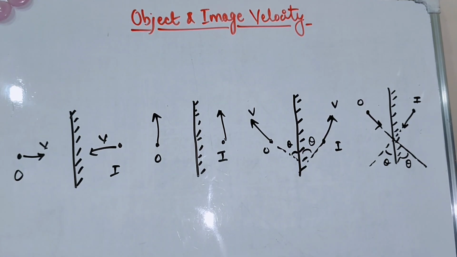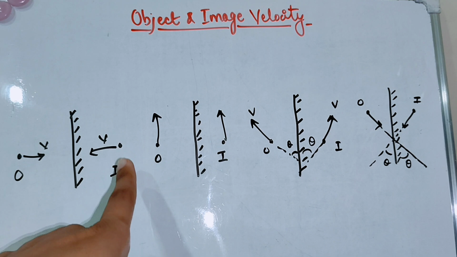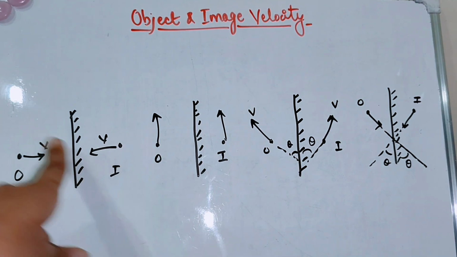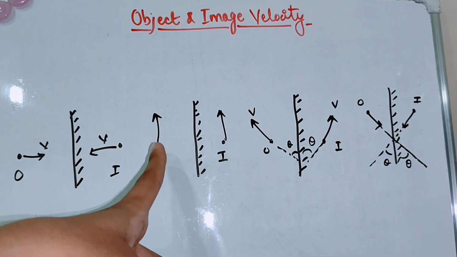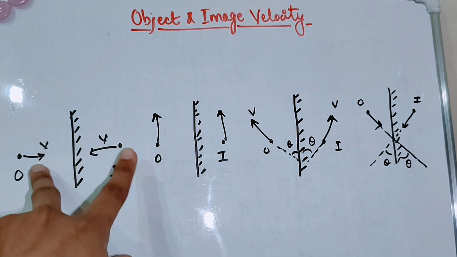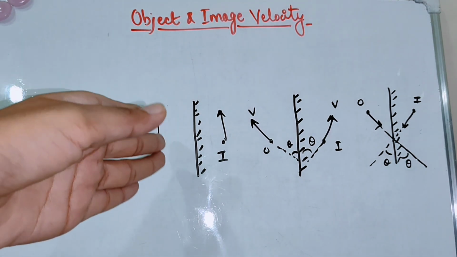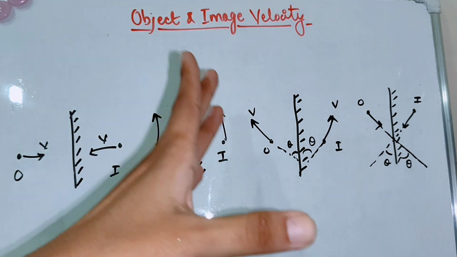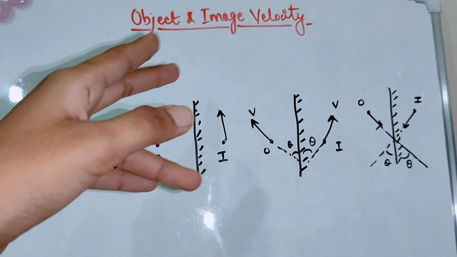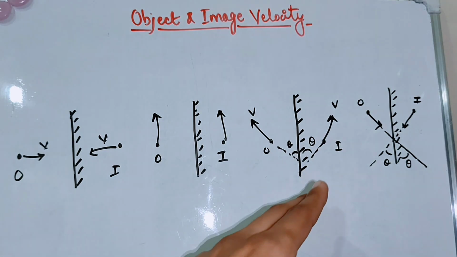Now let us understand the object and image velocity for plane mirrors. So this is a very easy topic. Let's say that you are standing over here and this is a mirror. Now if you move here with some speed v, then your image will also be visible to you moving with the speed v towards you, right? And this was in horizontal direction. Now if you move in vertical direction, then you will see that your image will also move with the same speed in the same direction.